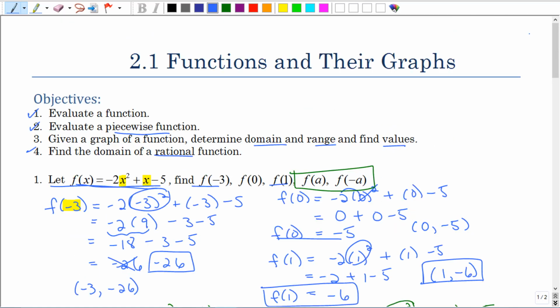So you just need to know how to evaluate a function by putting some numbers in, doing some calculations, how to evaluate a piecewise function, as in which piece do you use. Looking at a graph, can you find the domain and range and find some values? And then that last thing we just covered was how to find the domain of what's called a rational function, one with a fraction.